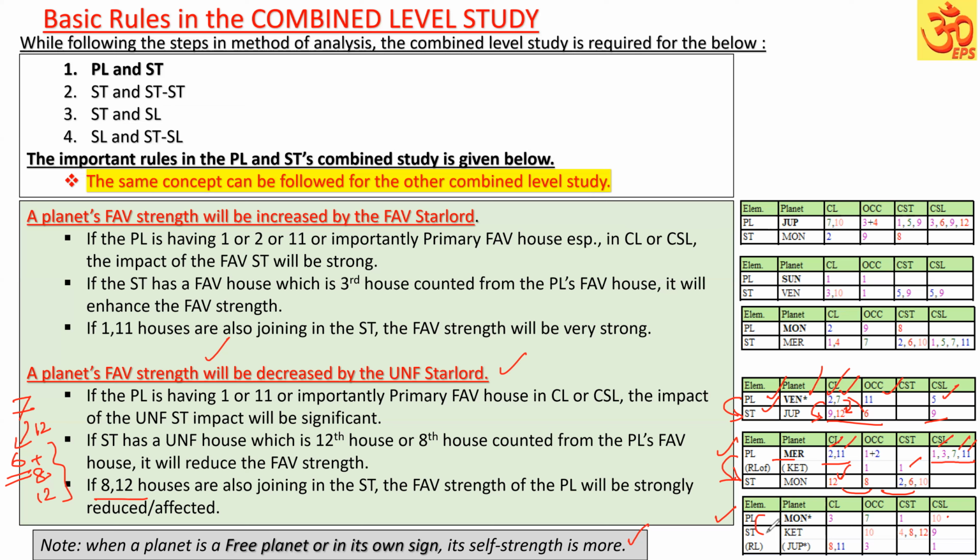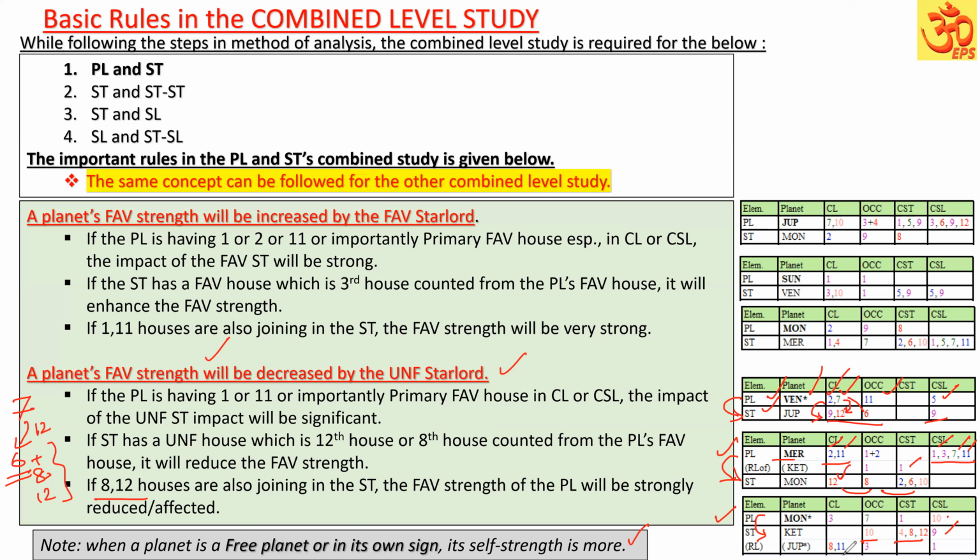Now the star lord is Ketu. Ketu is occupying 10th house and is star lord of 4, 8, 12 and 9th sublord. That Ketu having only the 9th sublord is the favorable signification, but occupying 10th house and 4, 8, 12, this grouping is not good. Basically for Ketu, we will not be having the CL, but we have to look at only the OCC. And Ketu's second planet is Jupiter, which is also giving some support to Ketu in a secondary way.